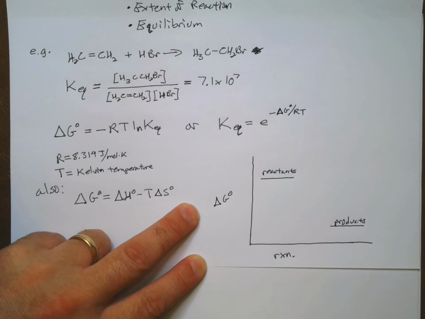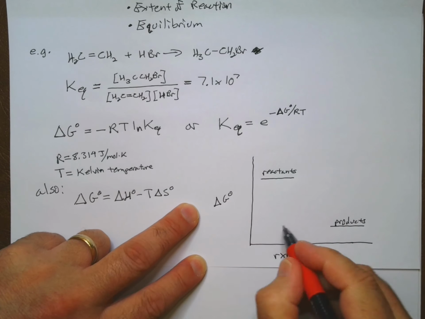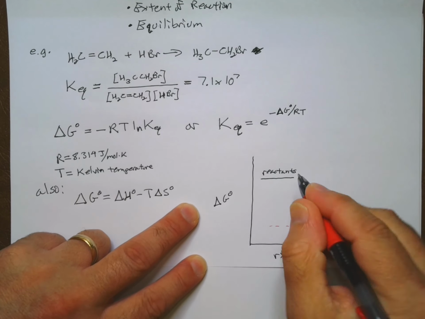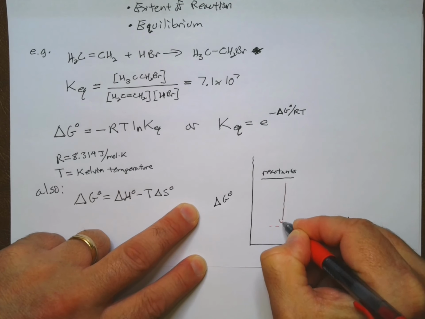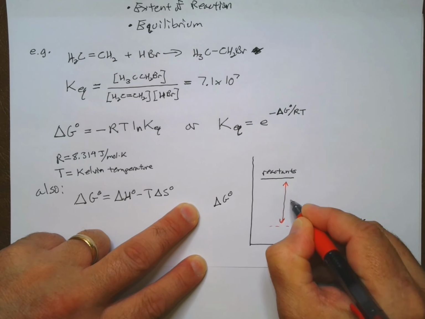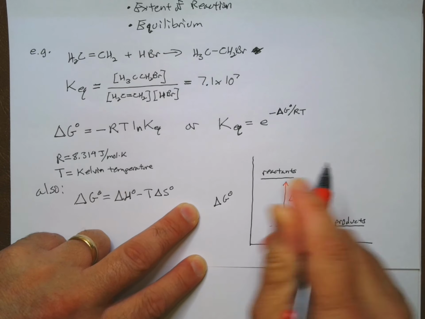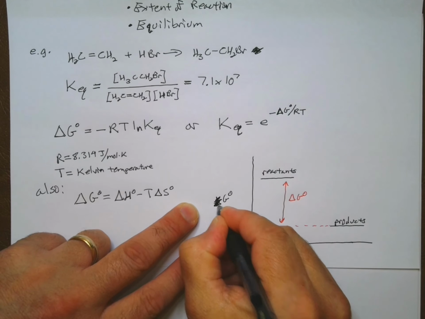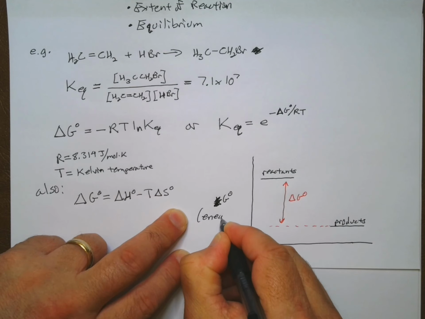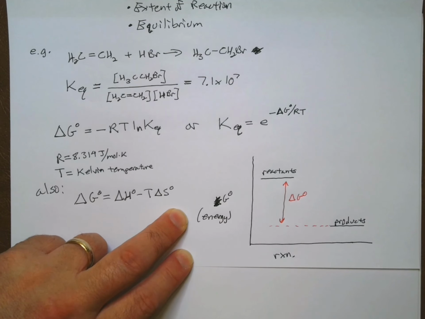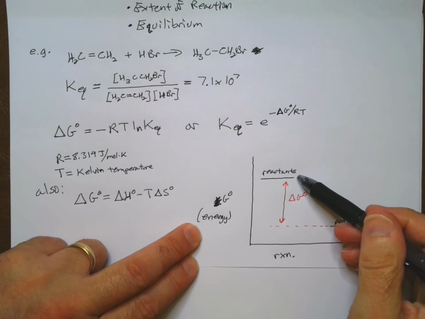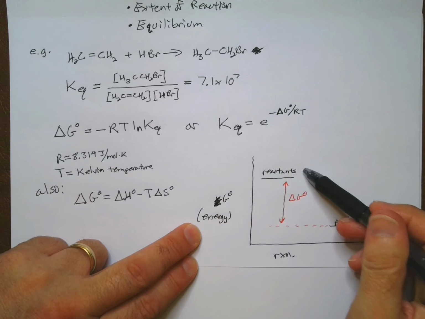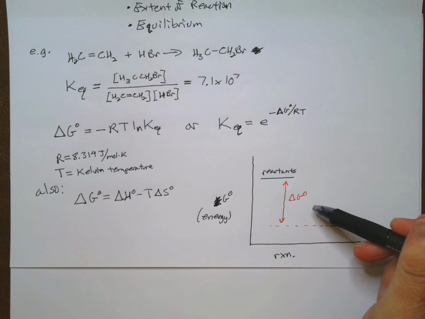And now we've got our energy difference between these two, our delta G naught. Actually, I should not call this delta G naught, this would just be G naught, I guess. We'll just call it energy. So my free energy difference between reactants and products is our delta G naught.